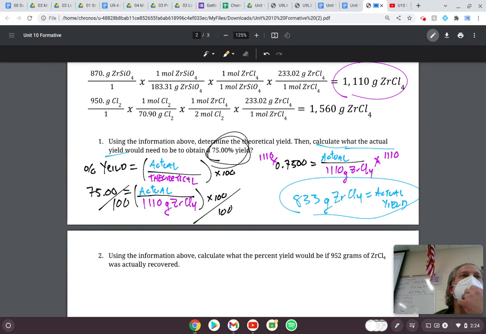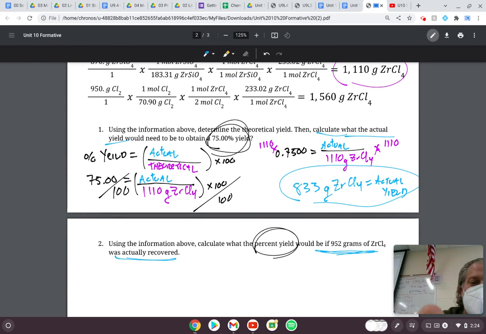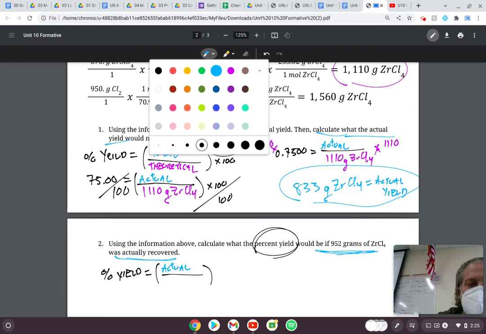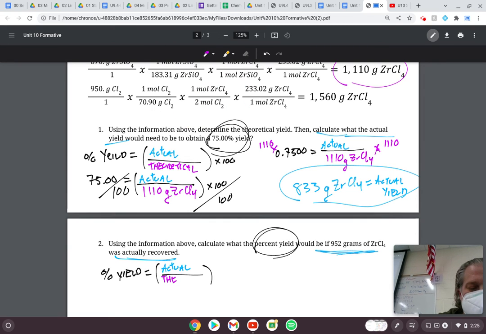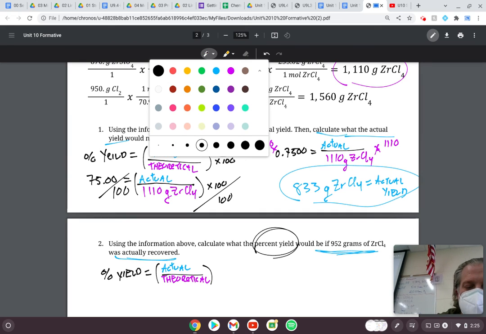All right. So then using the information above, calculate the percent yield. So this one is asking me to calculate the percent yield when I know the actual yield is 952 grams. So again, my formula is percent yield is equal to actual over theoretical times 100.